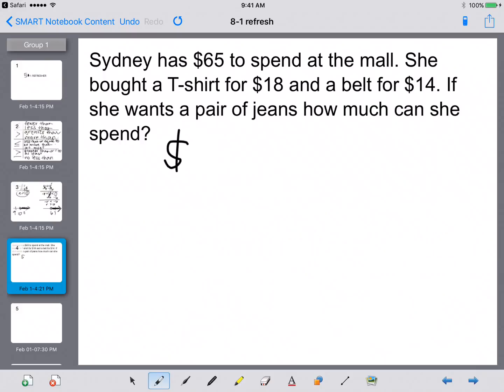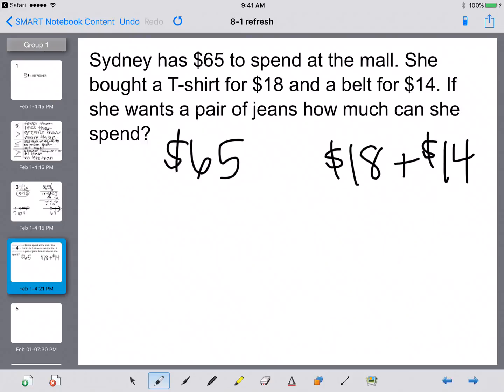So I'm just going to put, I know she's got 65 bucks. And the amount that she spent was already 18 and 14. So we want to know how much she can spend on a pair of jeans. So when I do this, I'm going to go, the money that she has left would be M. We don't know what that money is, but we know that our M plus 18, because she already spent that, plus 14 that she also already spent, will add up to be somewhere in this range of 65.